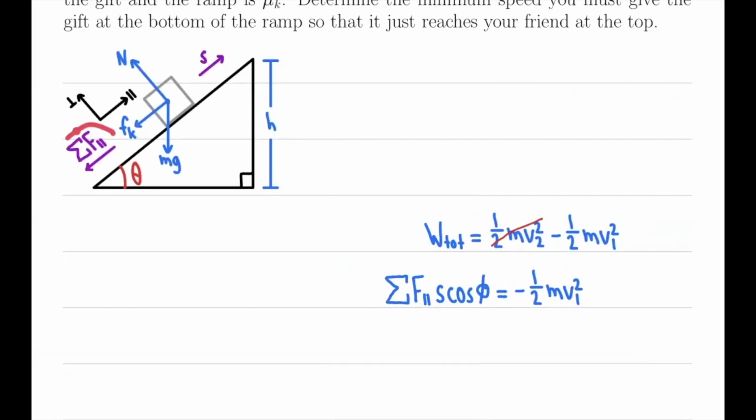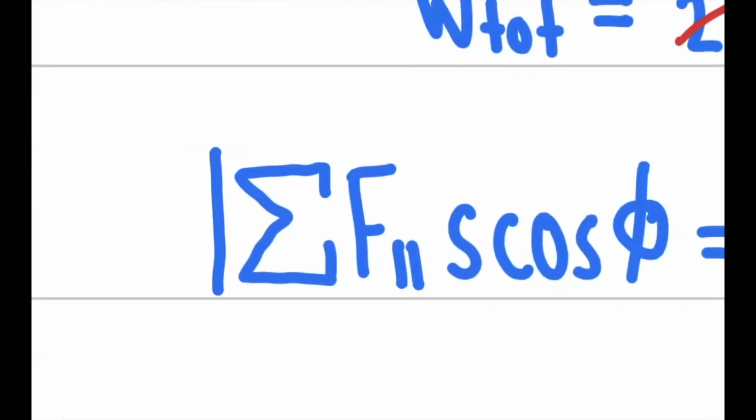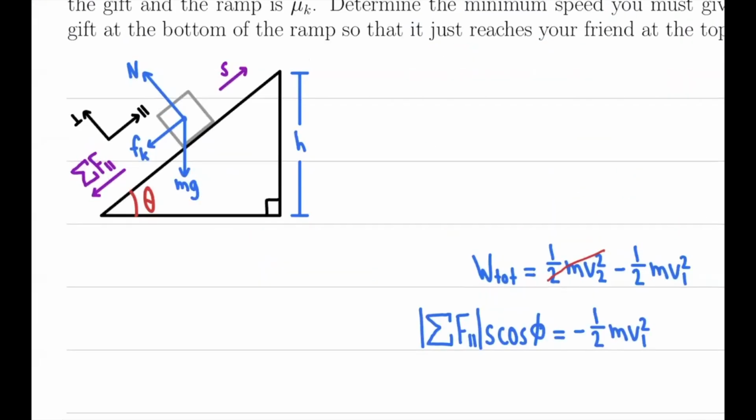So I know this is going to be negative. Let me put an absolute value on this because we're just dealing with magnitudes. Let's figure out what this equals. We don't know s. We know phi. These vectors are just 180 degrees apart. So we know phi. We just don't know s, and we don't know the net force in the parallel direction. So let's figure out what that is.